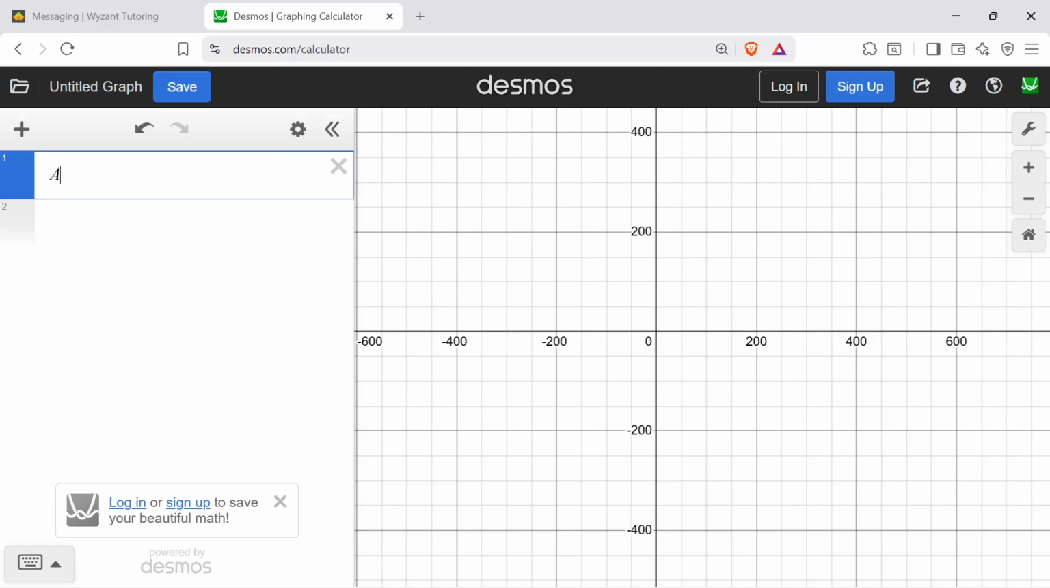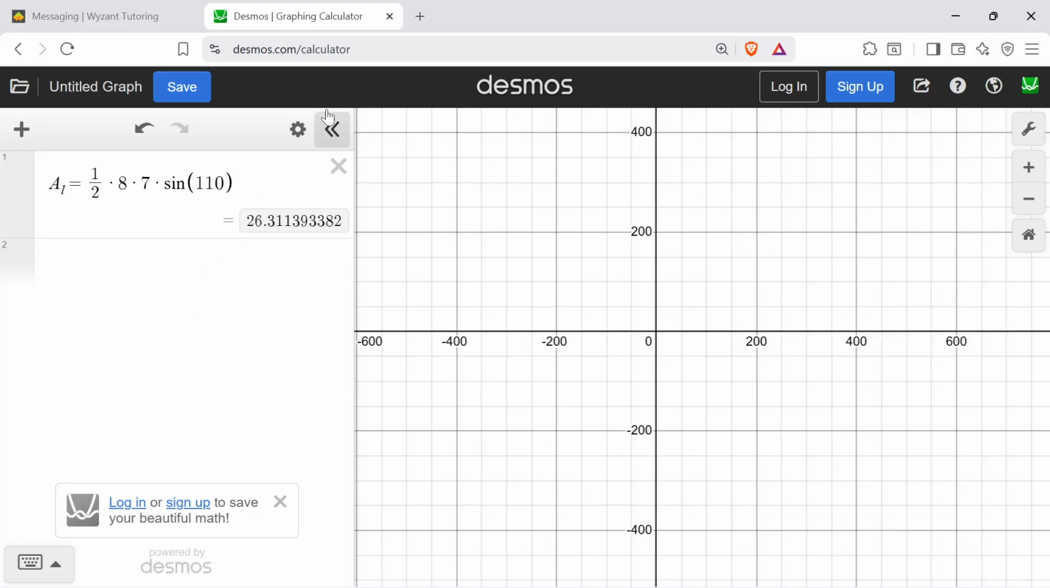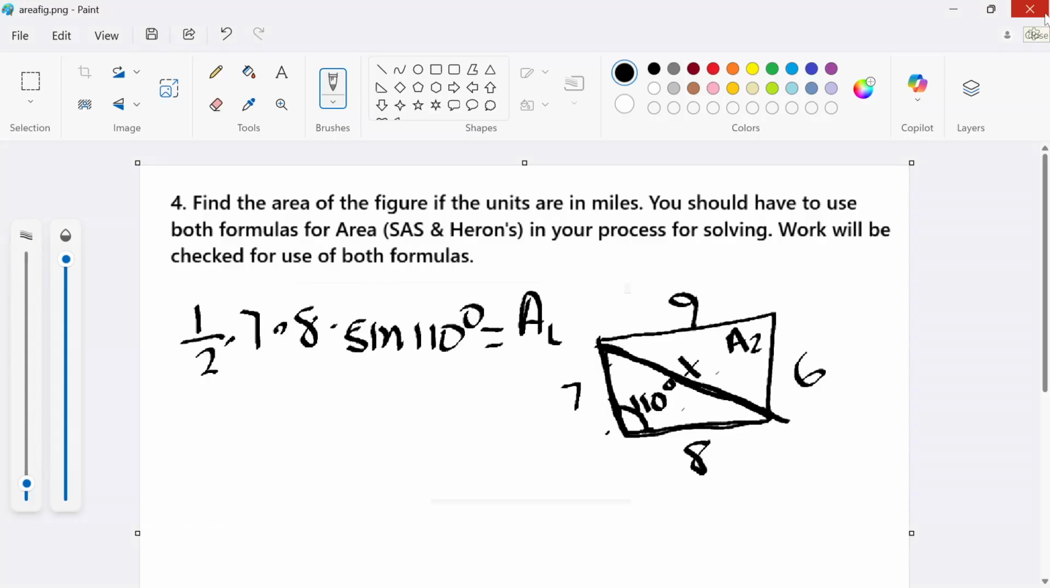Now I'm going to do that here. I'm going to put A sub lower equals 1/2 times 8 times 7 times sine of 110 degrees. I wrote degrees on my paper, so I remember in my calculator I have to be in degree mode, which I am. So that's A1. It's approximately 26.31139, and that's the area of the lower, left triangle.